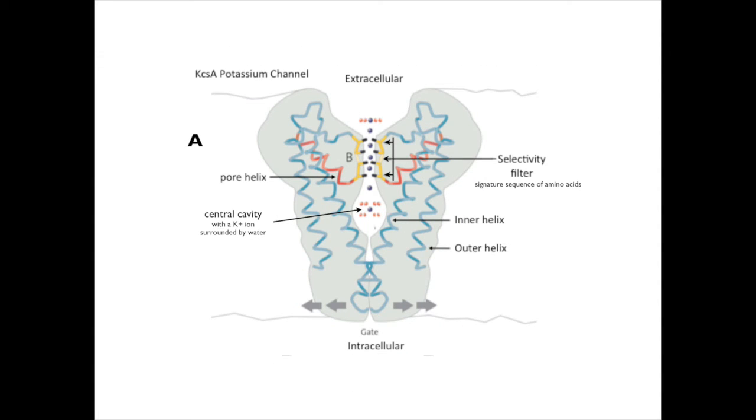This slide shows a drawing of the channel as viewed from the side. The gate is on the bottom of the channel. The channel has a water-filled central cavity. The outer and inner helices or segments are shown. Of particular importance is that the inner and outer segments or helices are separated by a series of amino acids that form the pore helix and the selectivity filter. The pore is shown as red lines here near the top of the channel, and the selectivity filter that lines the pore is shown in yellow.